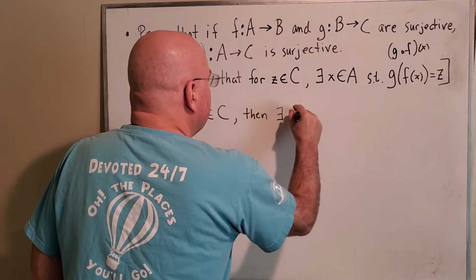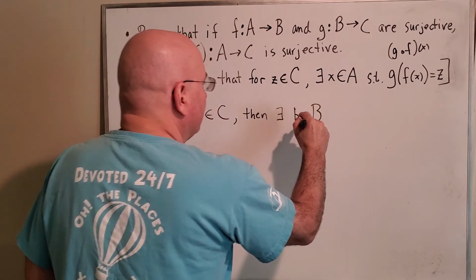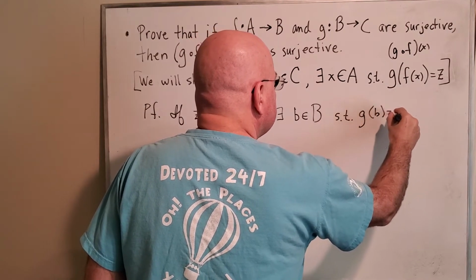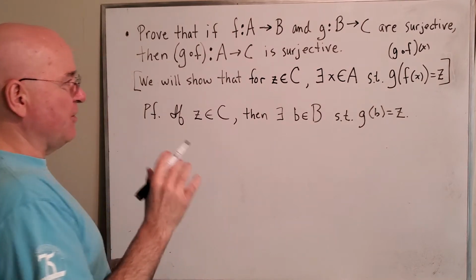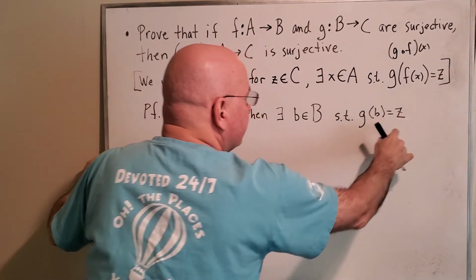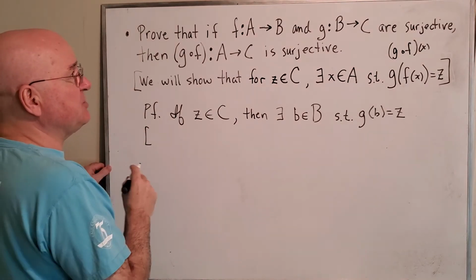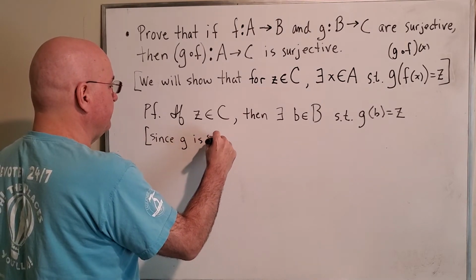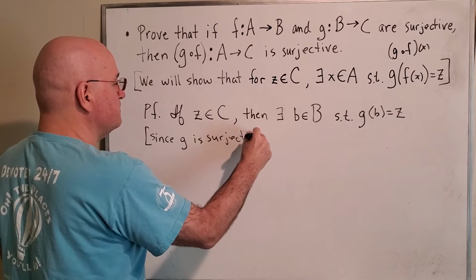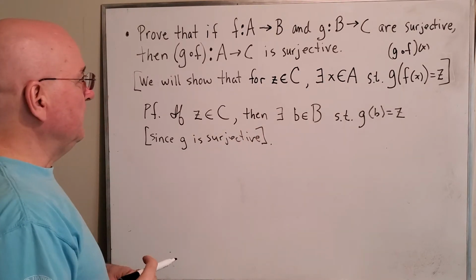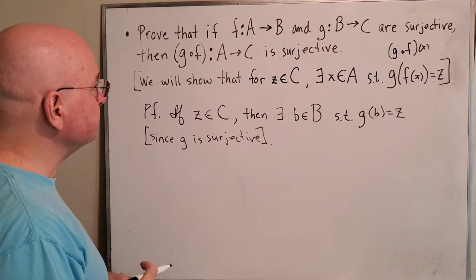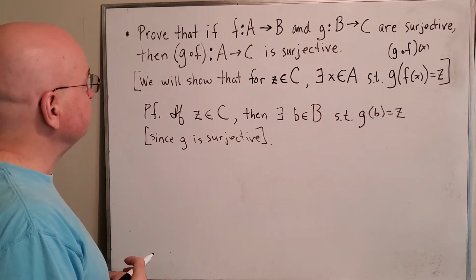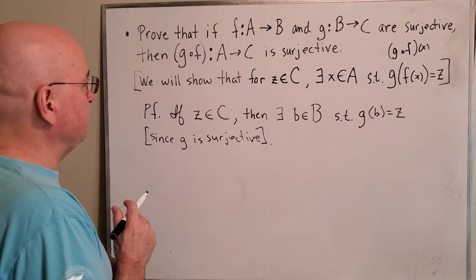there exists a b in capital B such that G of little b is equal to Z. And one more time, how do we know that? I'll put in brackets here as the justification, since G is surjective. All right, well, what's that going to tell us? We now have a little b in big B.